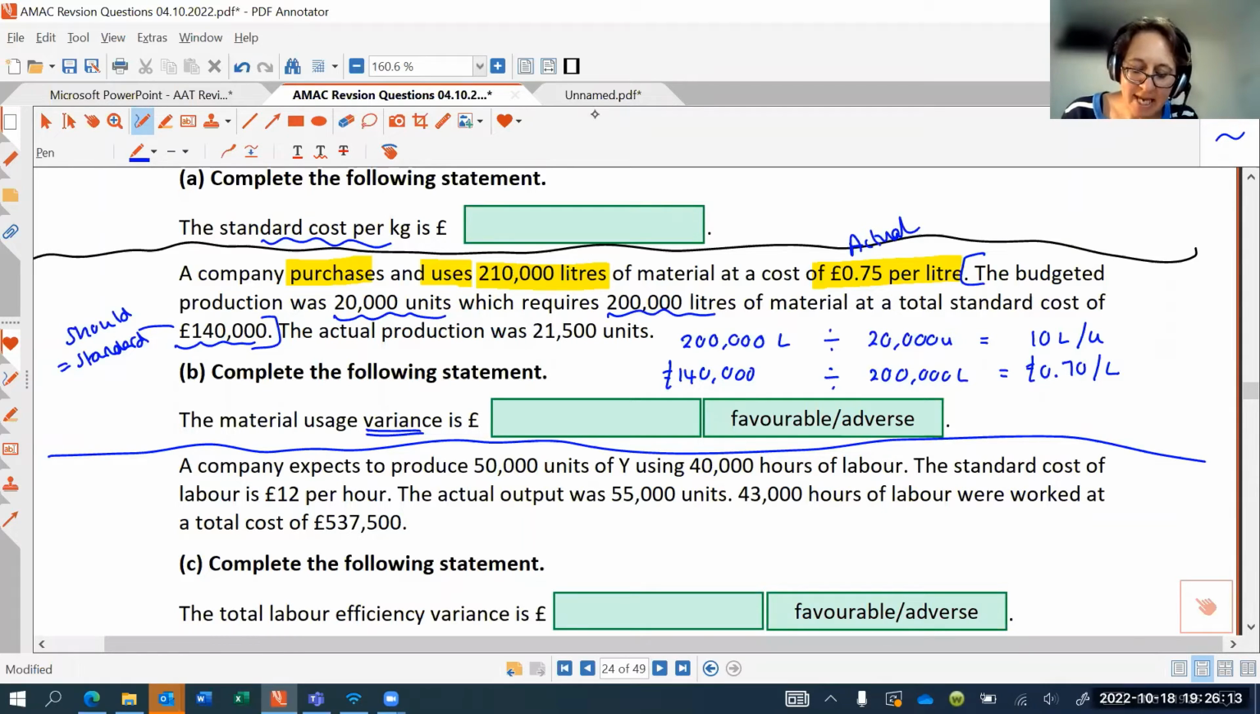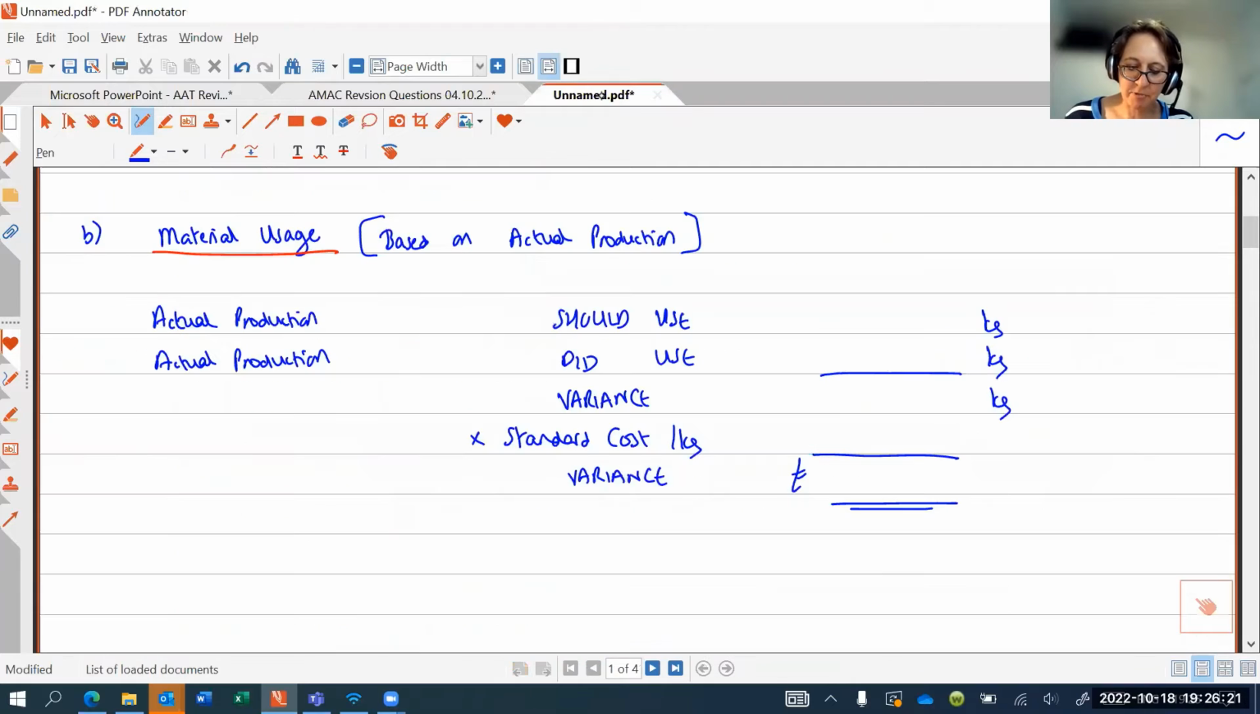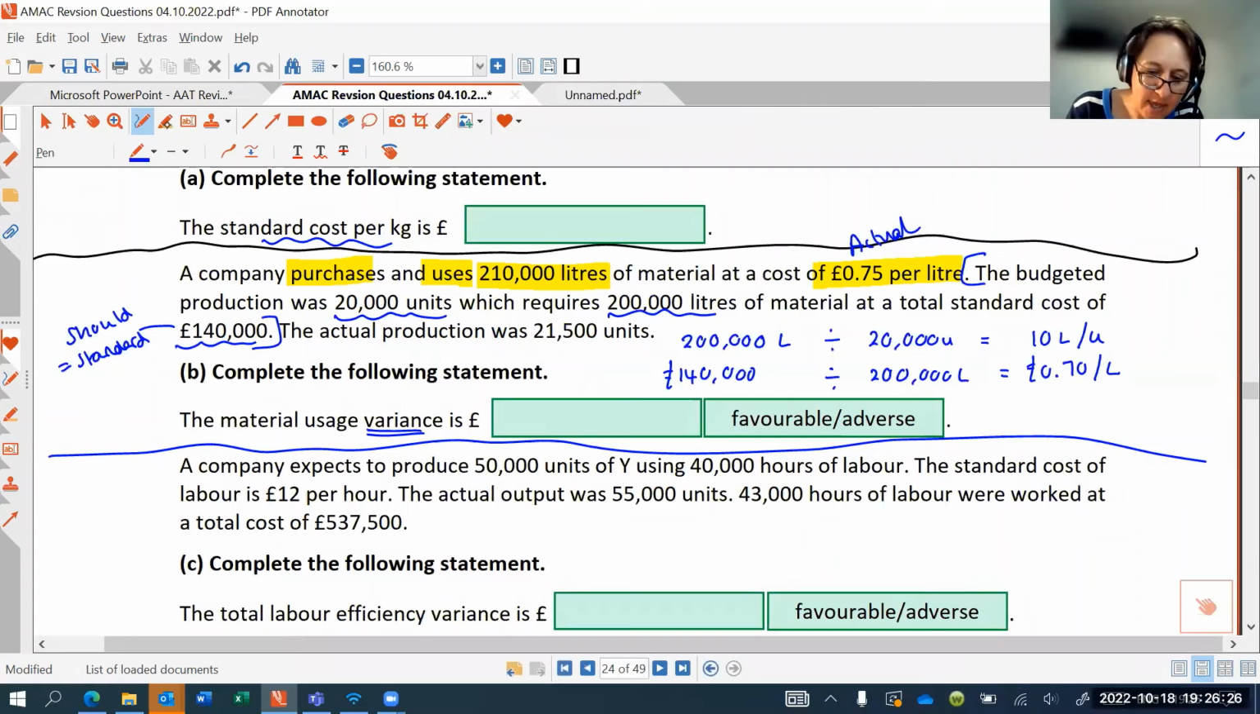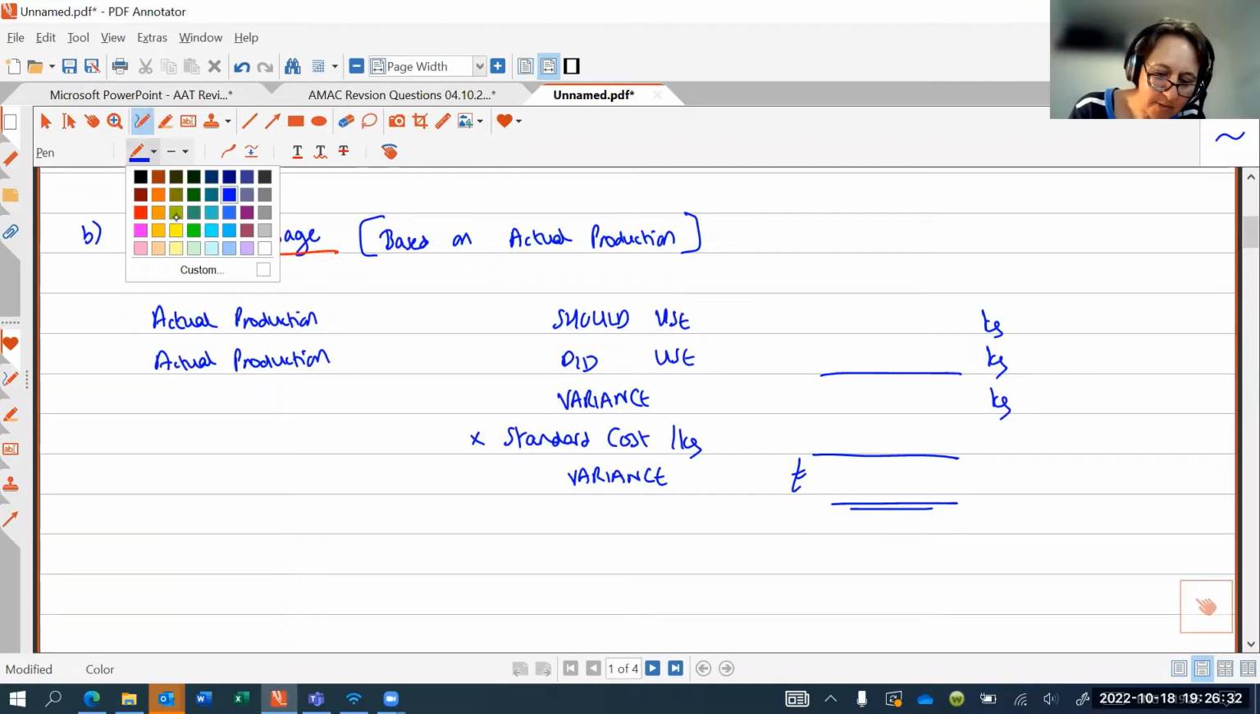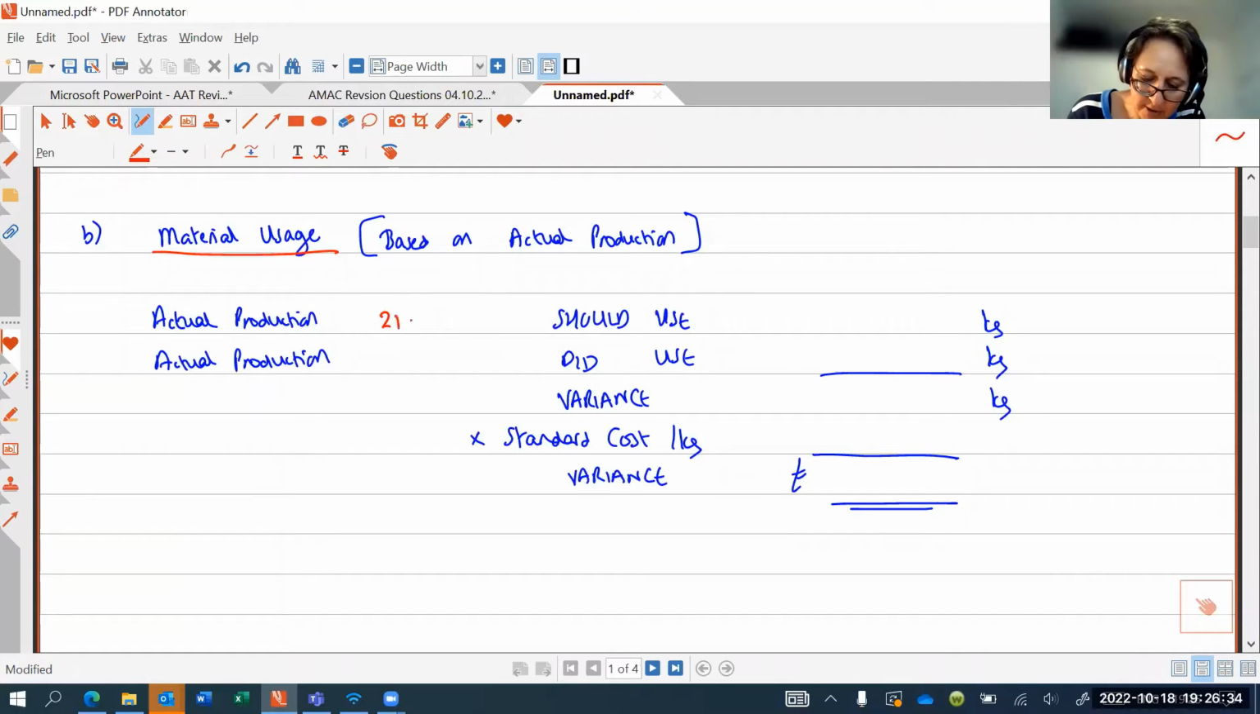Now, let's get into the actual pro forma. We've written it down, which is great. It starts with actual production. It says actual production should, actual production did. So let's start with the actual production. There it is, 21,500 units. So you pick it out and you've calmed down now in the exam because you're just following the instructions. So 21,500 units are what you actually produced. We don't know what you're making, but whatever they are, you made 21,500 of them.